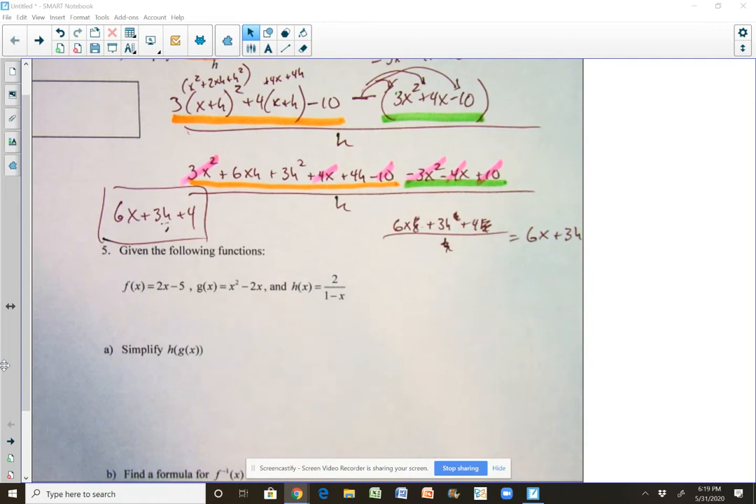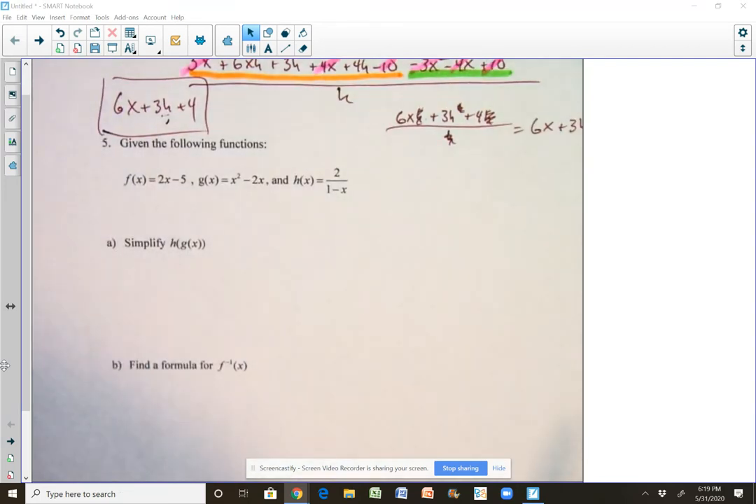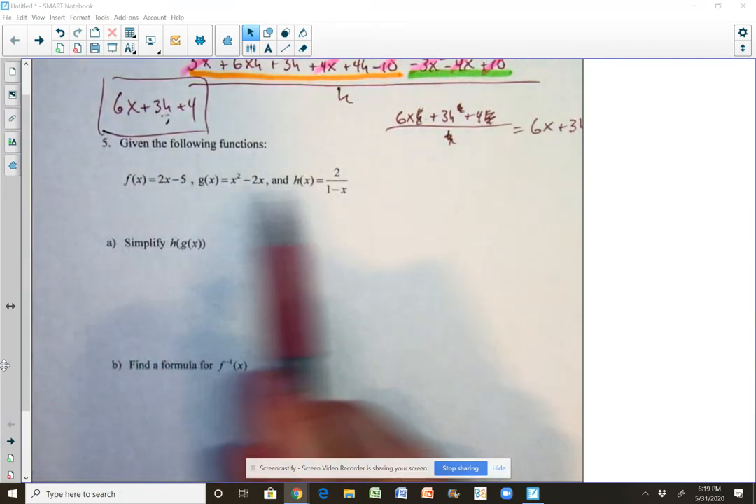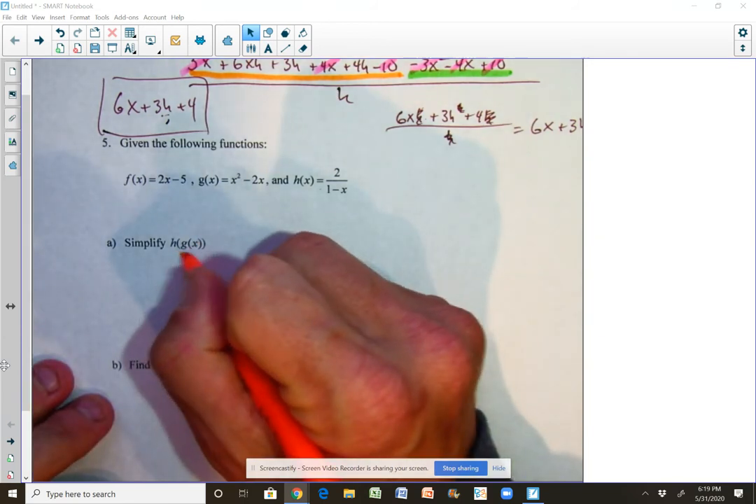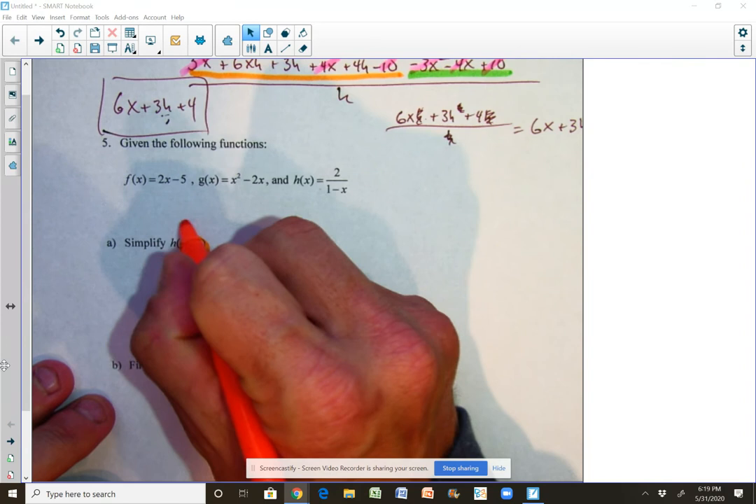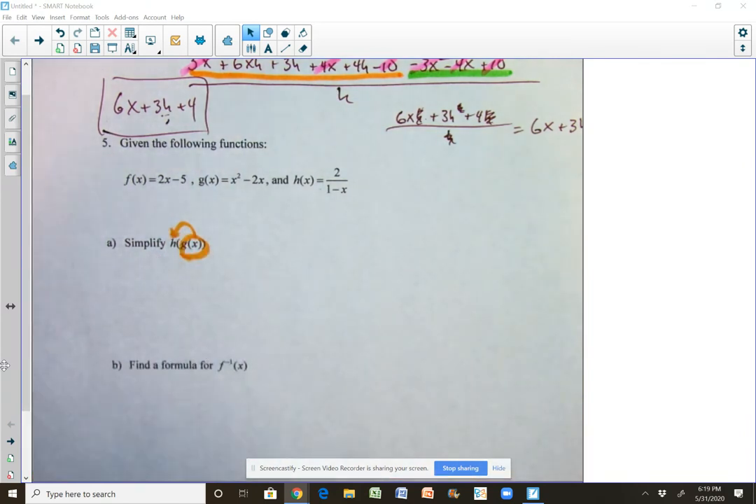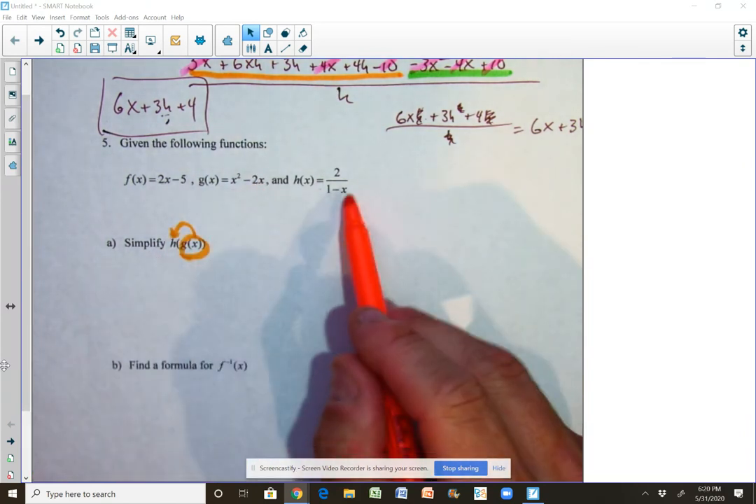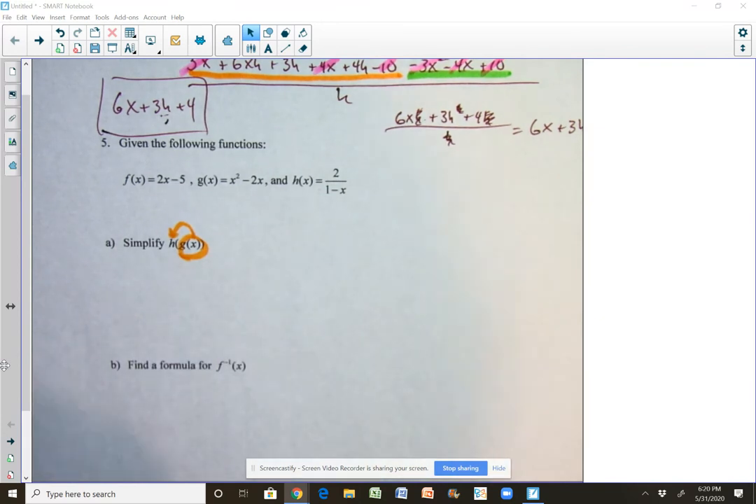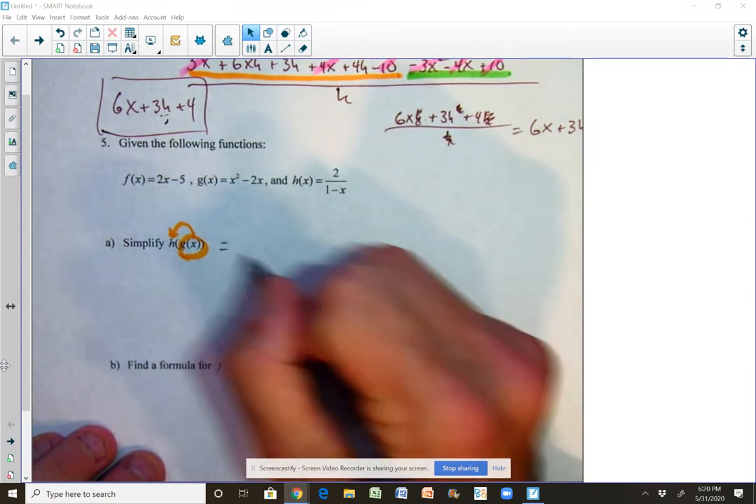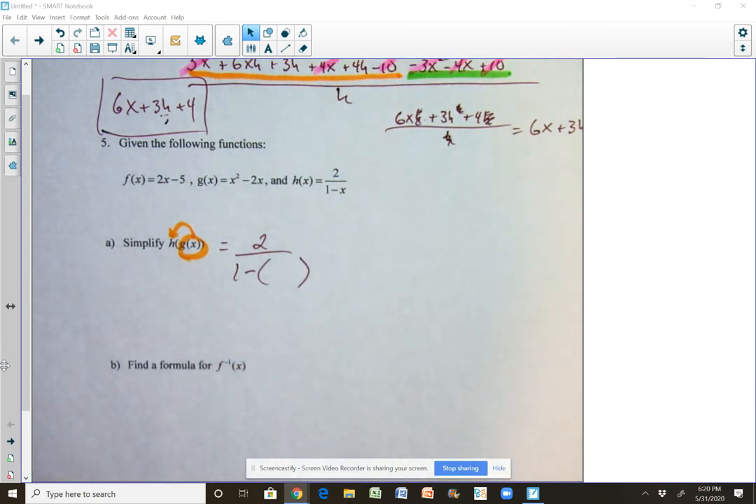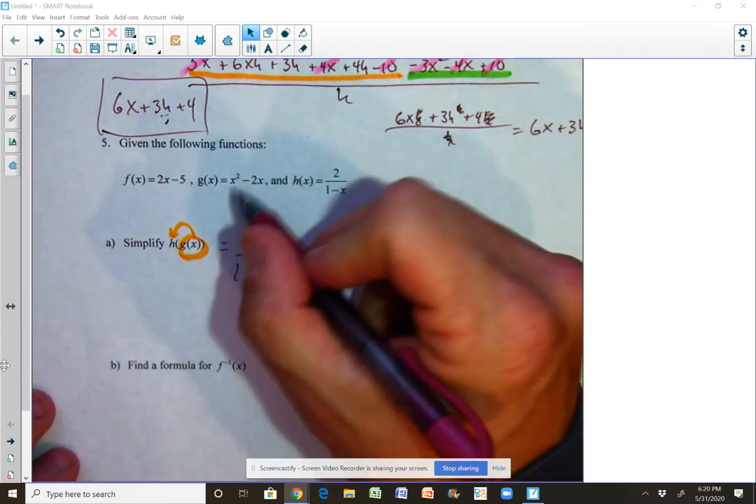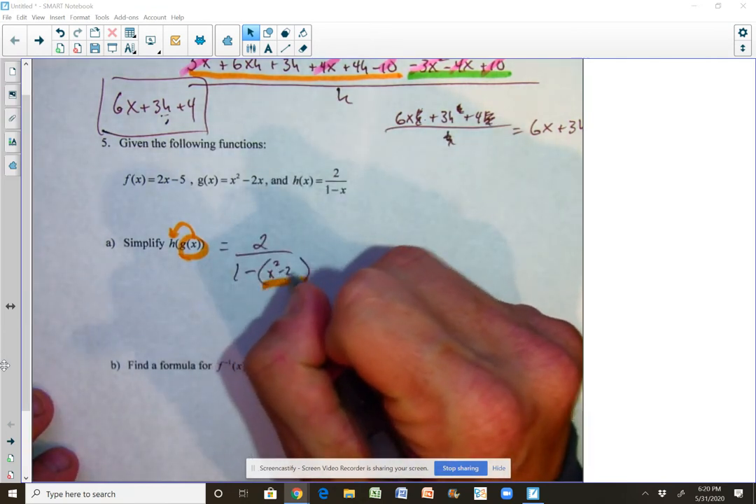All right, the bottom questions, a couple composition questions. We've got 3 different functions, f, g, and h, and these are compositions. So the first one says we're going to take g of x and we're going to plug it into the h. So here's our g of x function, and we're going to plug it in where the x is. So what that one looks like is 2 over 1 minus, and then this is where we are going to put that g of x function. So g of x happens to be x squared minus 2x.